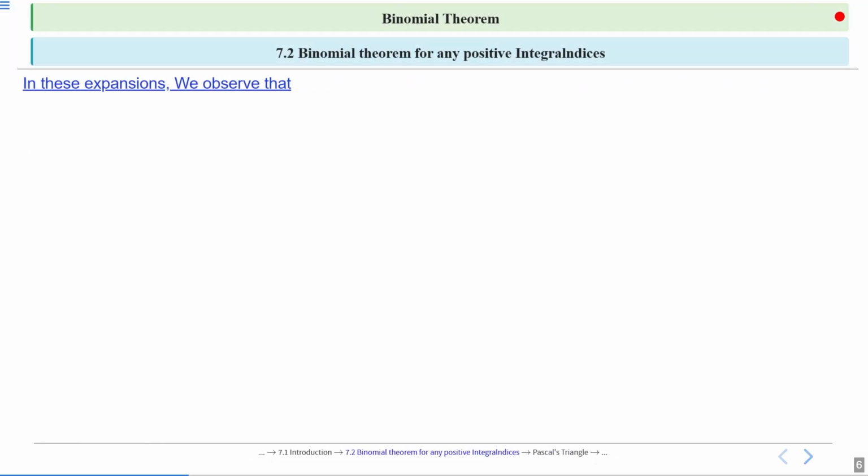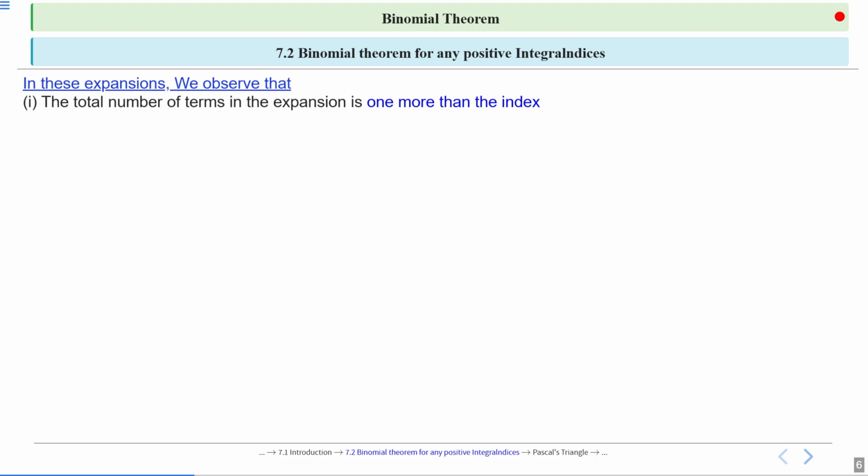So in expansion, you can see that the total number of terms is 1 more than the index. If we have index 0, then the number of terms is 1. If we have index 1, then the number of terms is 2. When we have index 3, in that case the number of terms is 4. So 3 plus 1, that is 4.